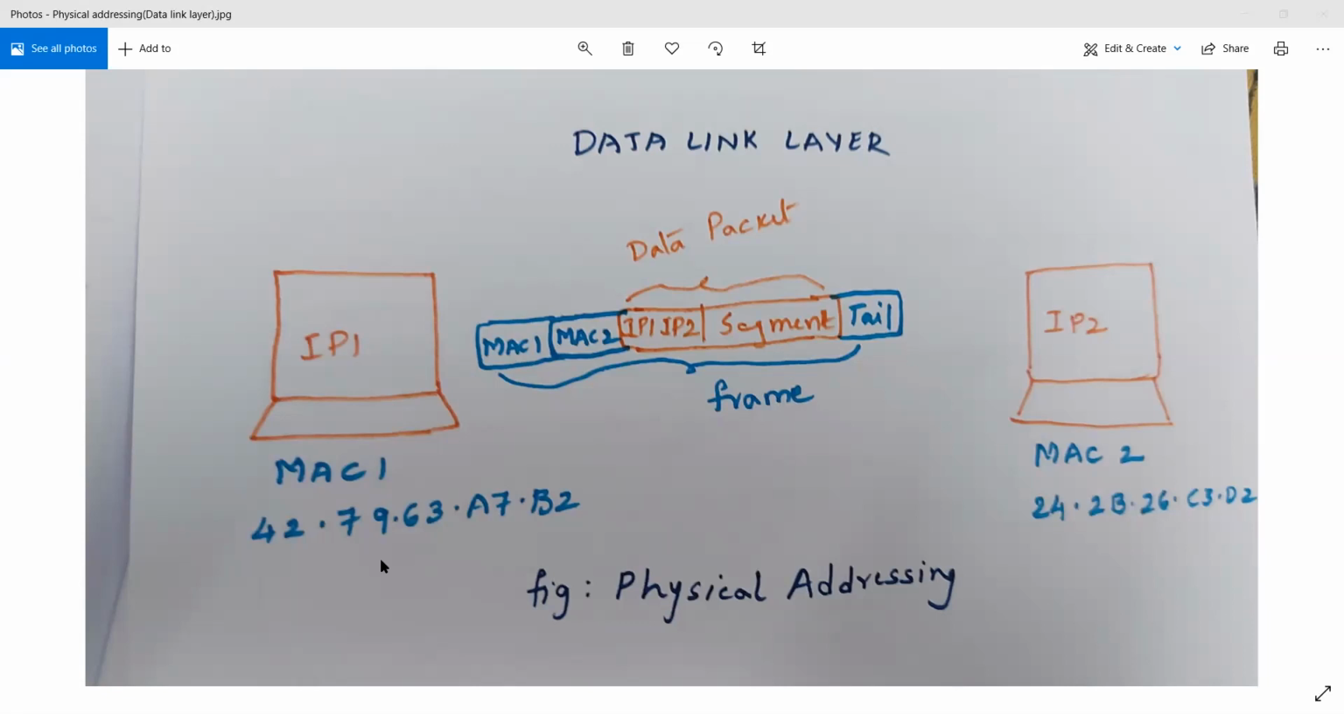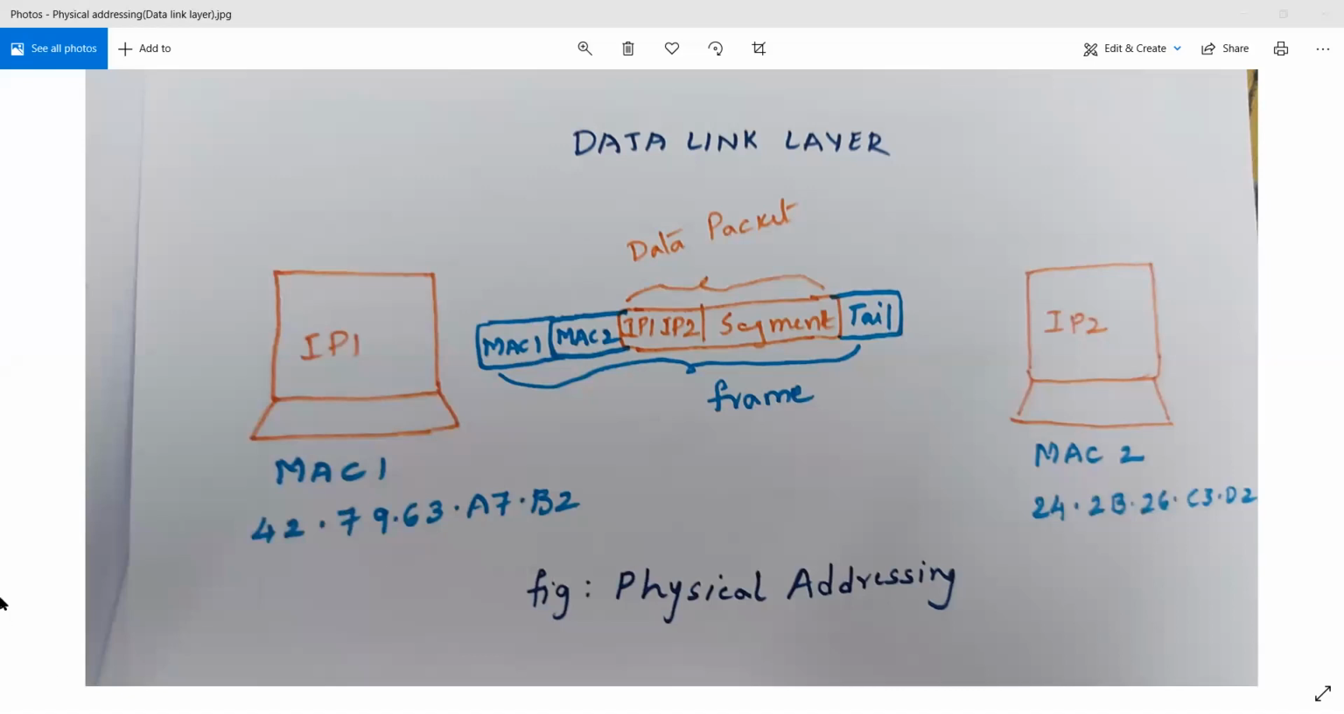Here you have to remember that the data packet received from the network layer is converted into a frame by adding the MAC addresses of the sender and the receiver along with a trailer. So it becomes a data frame. This data frame is everything in the form of bits, and these bits travel through the local media, either a copper cable, optical fiber, or air.